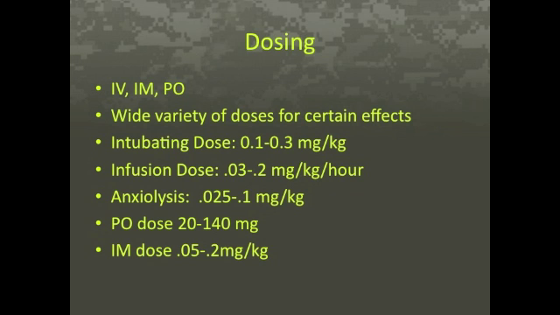Due to the wide use of this drug and several different indications, the dosing varies according to its use. The dosing for intubation ranges from 0.3 to 0.3 mg per kilogram. Maintenance dose ranges from 0.03 to 0.2 mg per kilogram per hour. An anxiolysis dose ranges from 0.025 to 0.1 mg per kilogram. And if the procedure warrants an oral dose, then the dose ranges from 20 to 40 milligrams. The IM dose is 0.05 to 0.2 milligrams per kilogram.